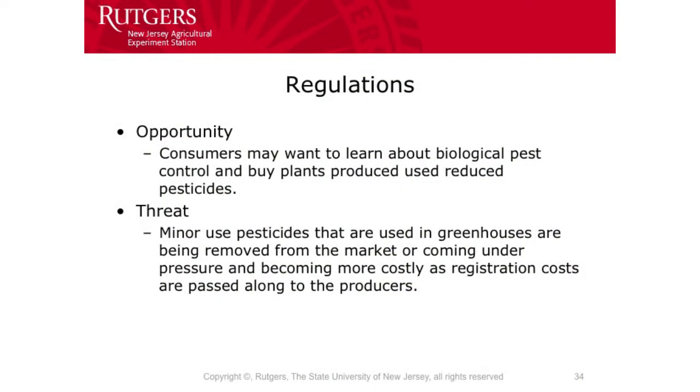You mentioned that. Regulations is always a big one when I'm dealing with farmers in New Jersey. We're very regulated. An opportunity is, though, consumers may want to learn about the biological controls that maybe you put in place in producing your plants and that you're using reduced pesticides. A threat is that minor use pesticides used in greenhouses are being removed from the market and they're coming under pressure and they're more costly to register. So you're going to have to find other ways of dealing with pest control.